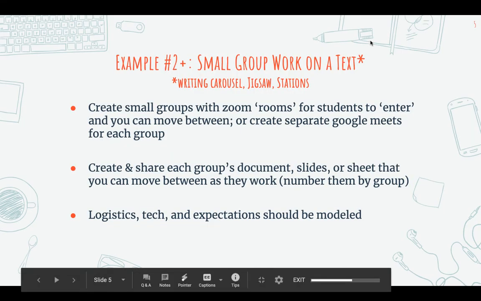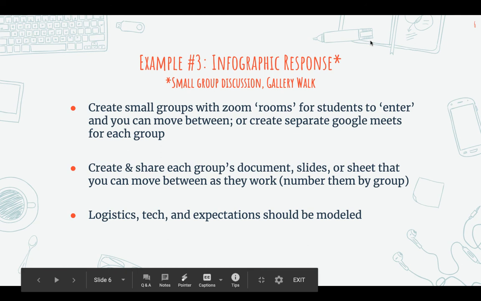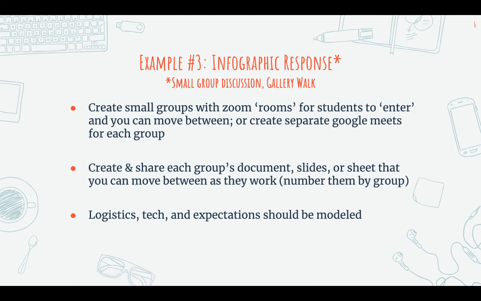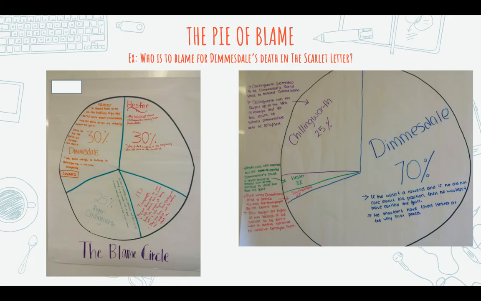Additionally, I've thought a lot about how to do infographic responses, and this is structured somewhat similarly, but I feel like this is some of the most valuable small group discussion that I've done in my class, where they create a visual response to a literary text that is an interpretation based on evidence. I've done a few different ones of these, but probably my favorite is the pie of blame. For this kind of infographic response, students are asked who is to blame for usually a character's death. In this case, Dimmesdale's death in The Scarlet Letter. They have to go back to the text, figure out who shares a slice of the blame, and explain their percentages based on evidence in the text.